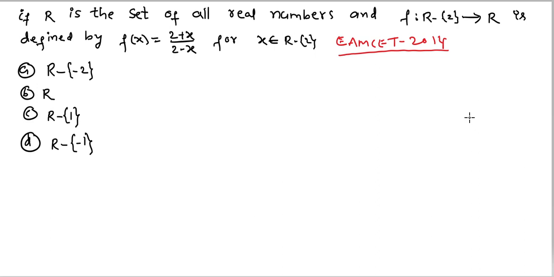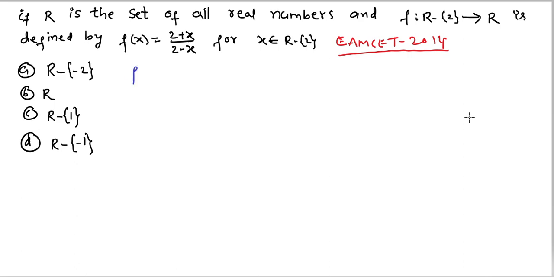If capital R is the set of all real numbers and f maps R minus {2} to capital R is defined by f of x is equal to (2 plus x) by (2 minus x) for x belongs to R minus {2}, the range is dash. This is an MSET 2004 question.